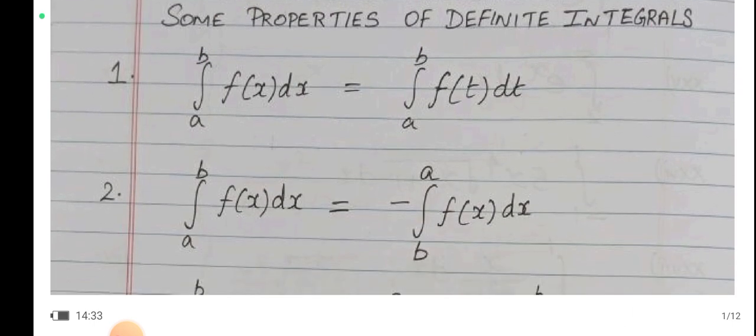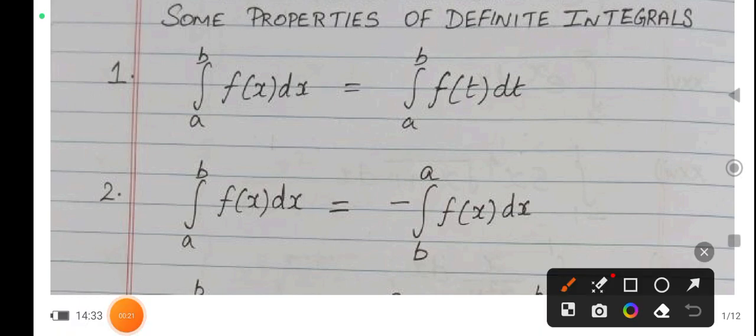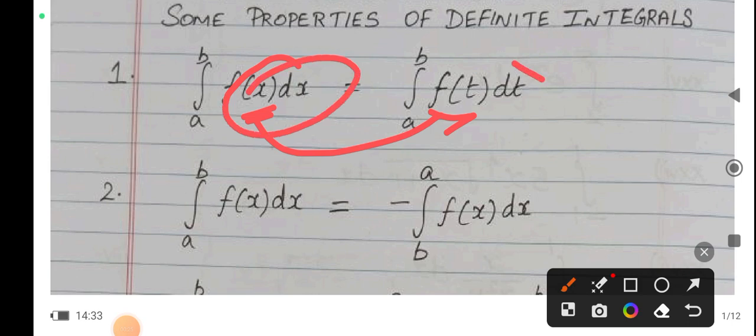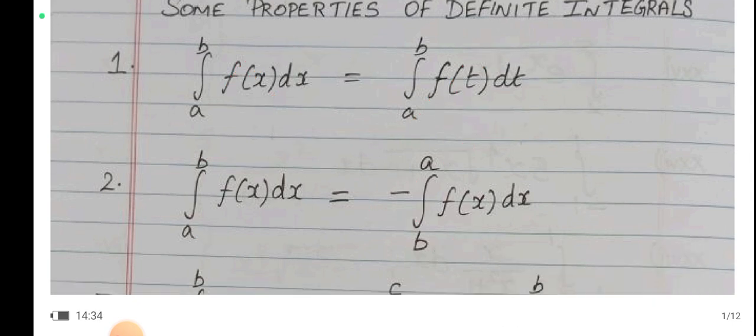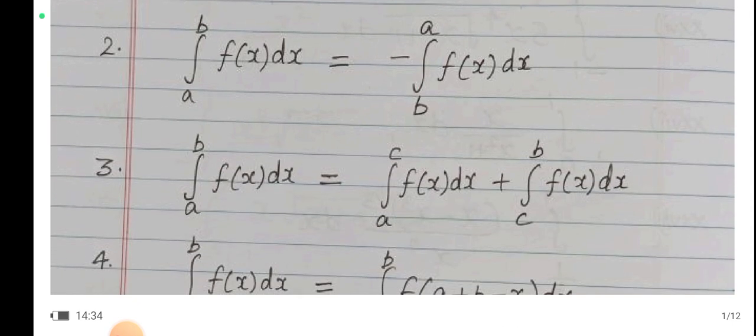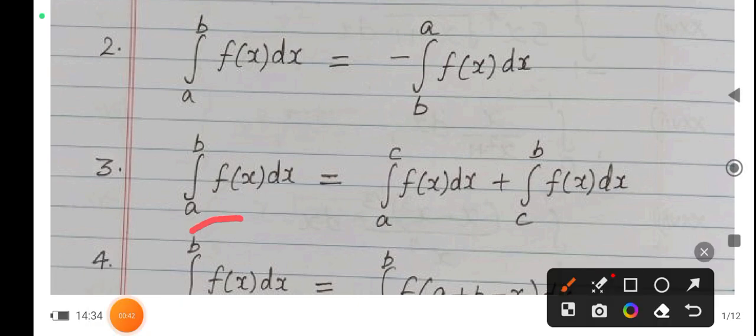One is integral a to b f of x dx. We can change the x as t and we can apply f of t dt. Then the another one: the lower limit and upper limit, we can interchange b to a and we can change the sign. Integral a to b f of x dx as minus integral b to a f of x dx.